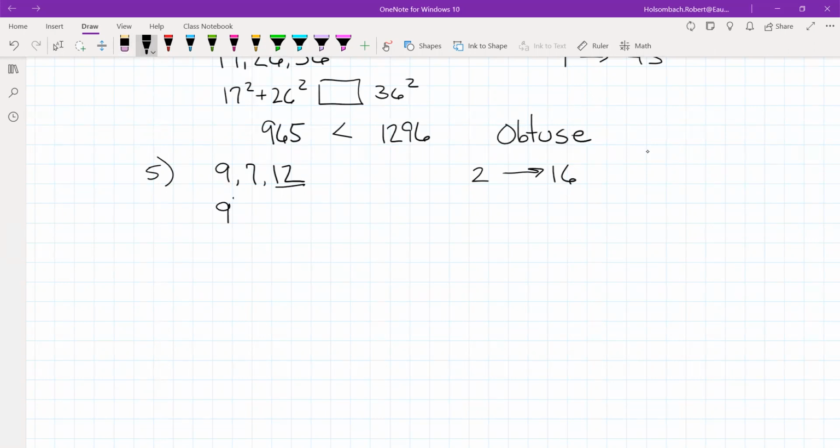So we go 9 squared plus 7 squared and compare it to 12 squared. We get 130 on the left. We get 144 on the right. We're less than, again, our a squared plus our b squared is less than c squared. So that's obtuse.